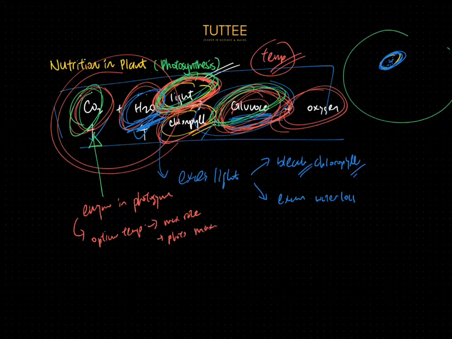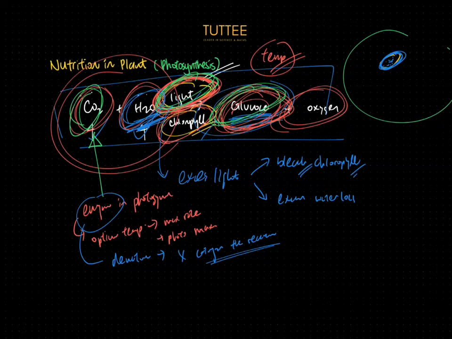But of course, if the temperature is too high, what will happen? The enzyme itself will denature. Denatured enzymes cannot catalyze the reaction, correct? Because enzymes catalyze and speed up the chemical reaction. So that's why in this case, the photosynthetic rate will slow down if the temperature is too high. Okay, any questions here? So basically, this is a very quick overview of the concept of photosynthesis.